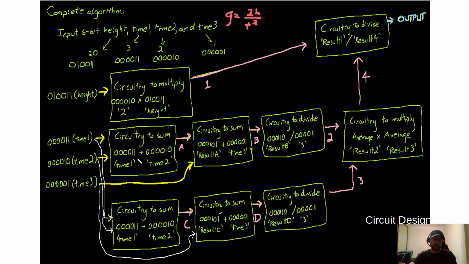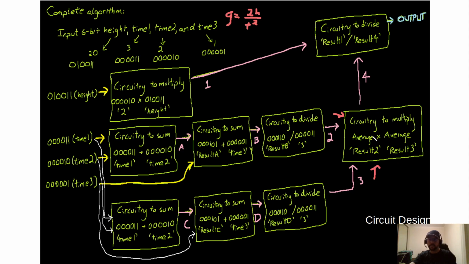So we have this circuit to sum the two time values, again in binary, and it receives those both as inputs and then outputs the sum. Then this circuit is going to sum the result of this first addition circuit with time three, and it's going to output that into a third circuit that divides the result of all three time values added together by three. And it's going to take and put that in here. And then simultaneously, we have another circuit that is just a copy of the circuit above it that does the same thing.